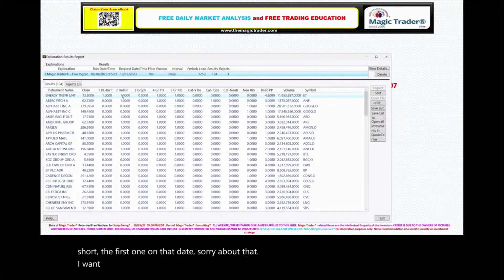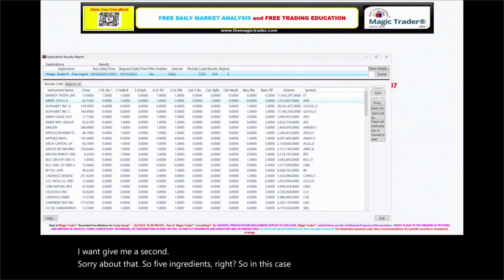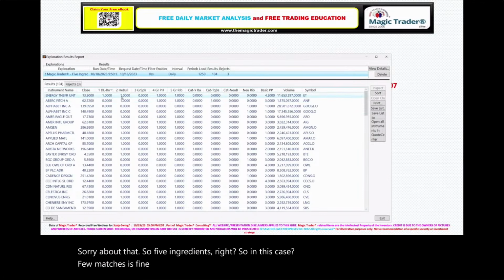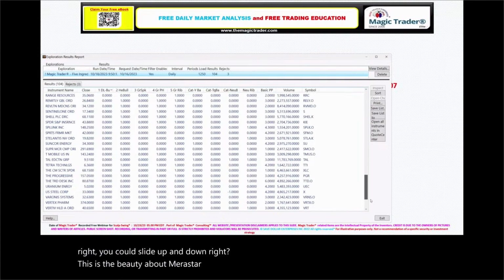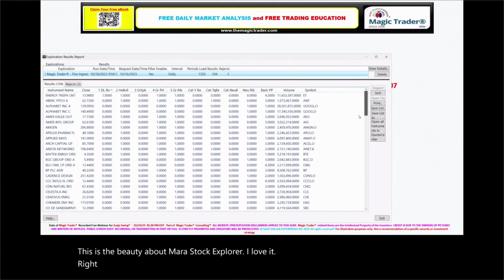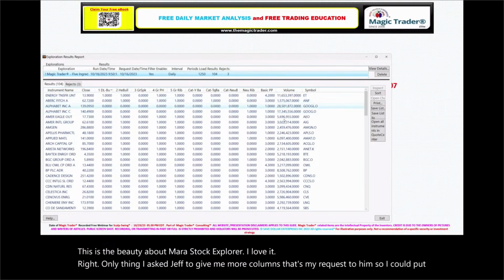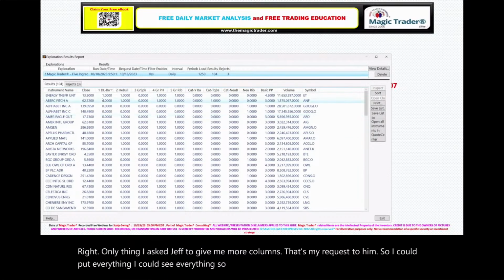Sorry about that. So 5 ingredients, right? In this case, a few matches is fine. Not necessarily everything has to match every single time. You could slide up and down. This is the beauty about Metastock Explorer. I love it. Only thing, I asked Jeff to give me more columns. That's my request to him, so I could see everything. Let me give an example of how I find things.